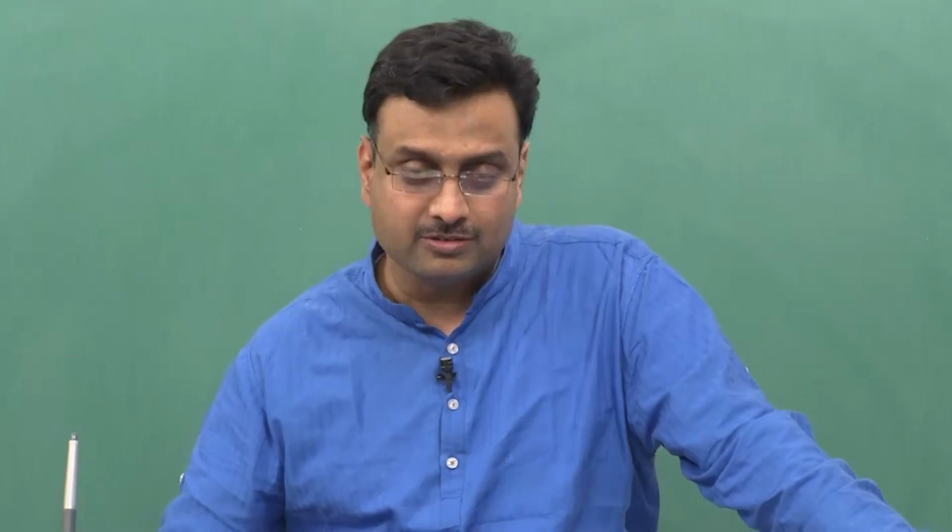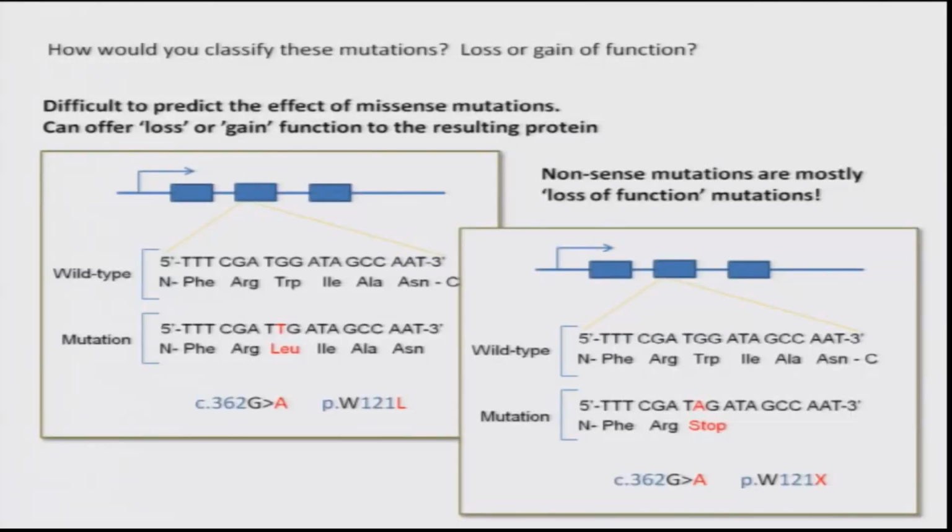And if you look at the other example, the missense mutation, wherein you have a change in an amino acid, it could either be a loss of function mutation, where you have changed the residue and therefore the protein is no longer able to function as it should. So, it is a loss of function, but sometimes it can acquire a new function. So, it also can be a gain of function mutation.